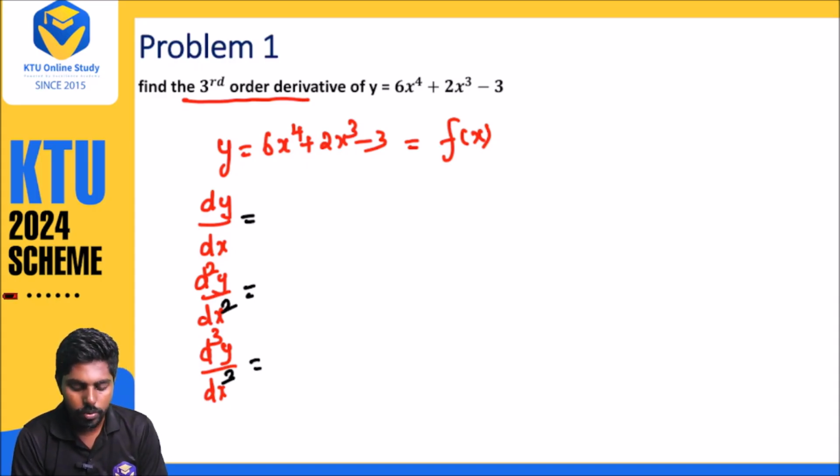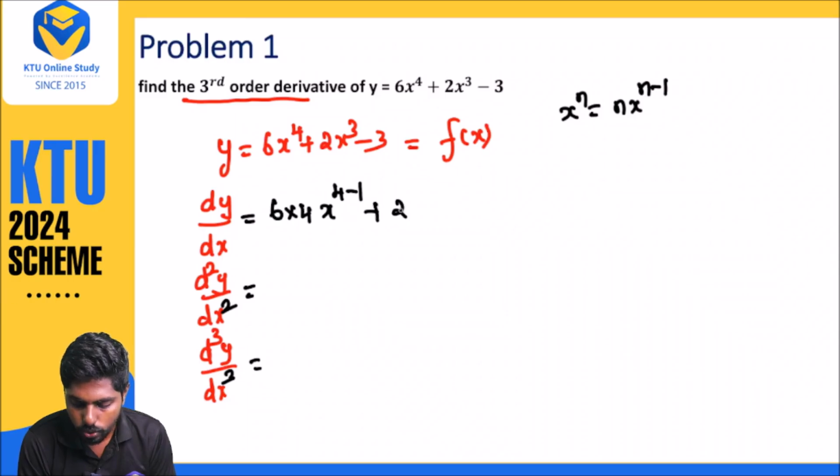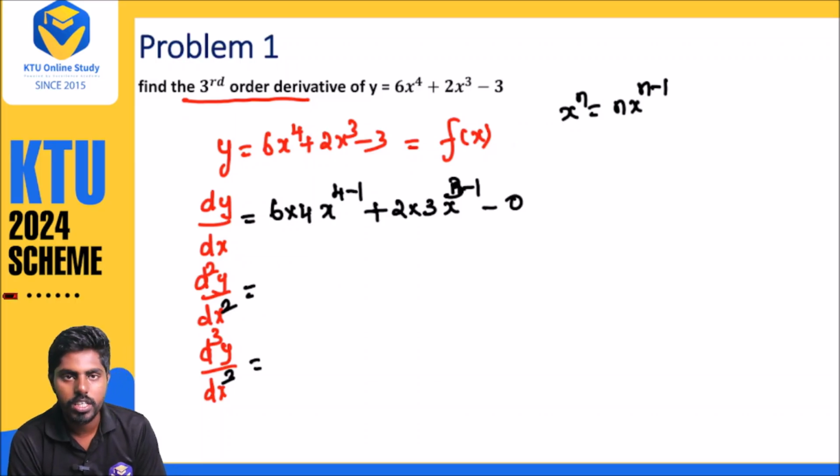So what is dy by dx? We know the formula: the derivative of x power n is n into x power n minus 1. So what will happen here? 6 into 4 x power 4 minus 1, plus 2 into 3 x power 3 minus 1, and the constant will become 0, because the derivative of a constant is 0.